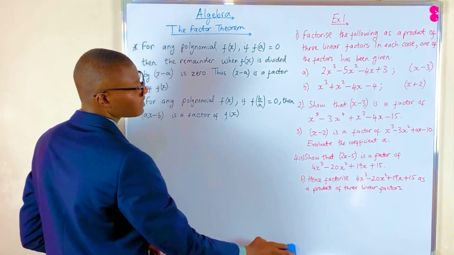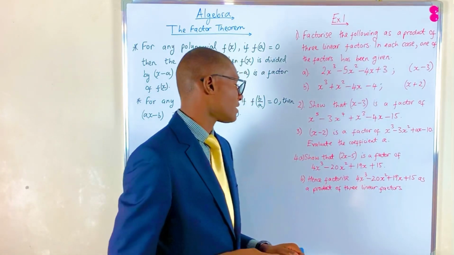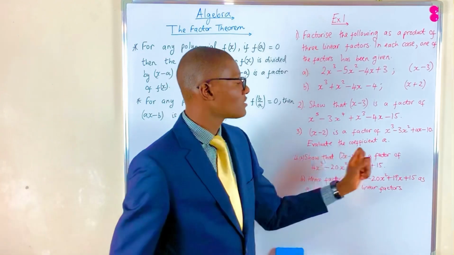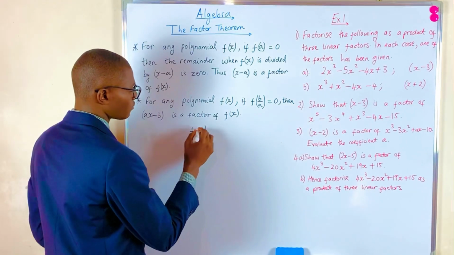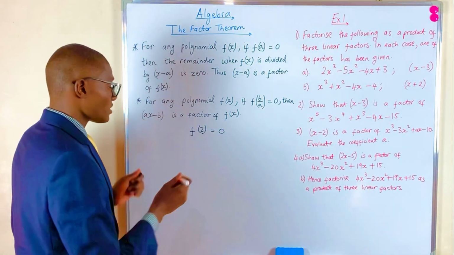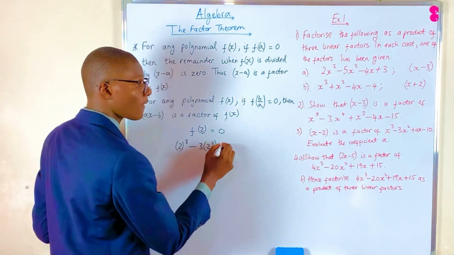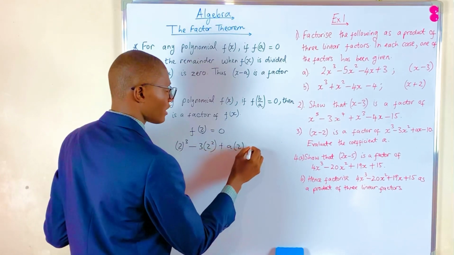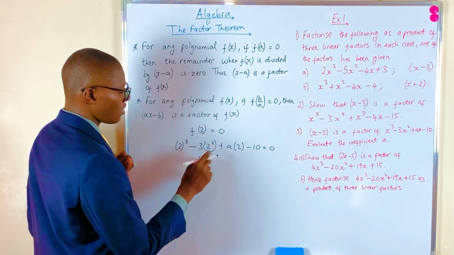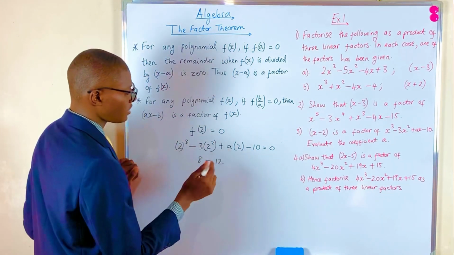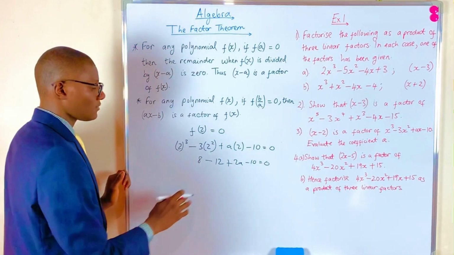Number 3 says that x minus 2 is a factor of x to the power 3 minus 3x squared plus ax minus 10. Question now says evaluate the coefficient of a. So if x minus 2 is a factor, then f of 2 should be equal to 0. Right? So we're saying 2 to the power 3 minus 3 times 2 to the power 2, then plus a times 2 minus 10 should give us a 0. Such that 8 minus 4 times 3, that's 12, plus 2a minus 10 should give us a 0.